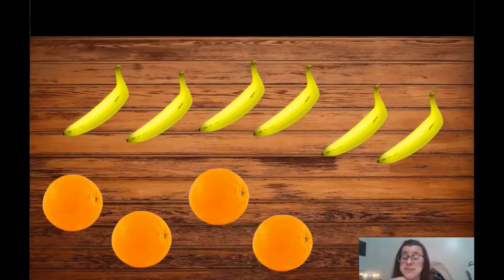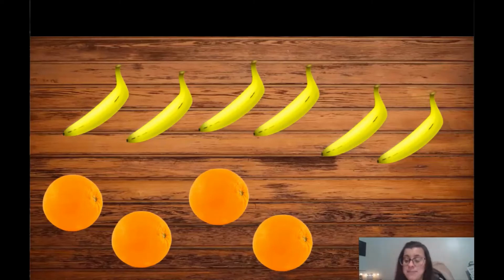Well, after counting the bananas, I see that I have 1, 2, 3, 4, 5, 6. I have 6 bananas, and 1, 2, 3, 4 oranges. I know that 6 is a bigger number than 4, but let me draw my lines.